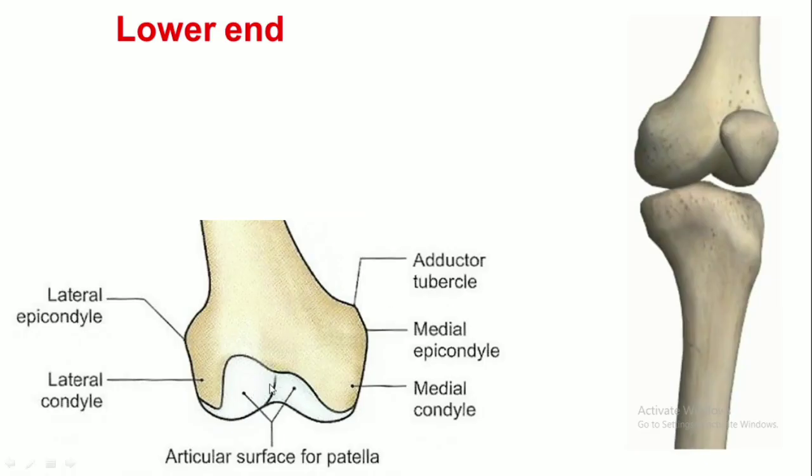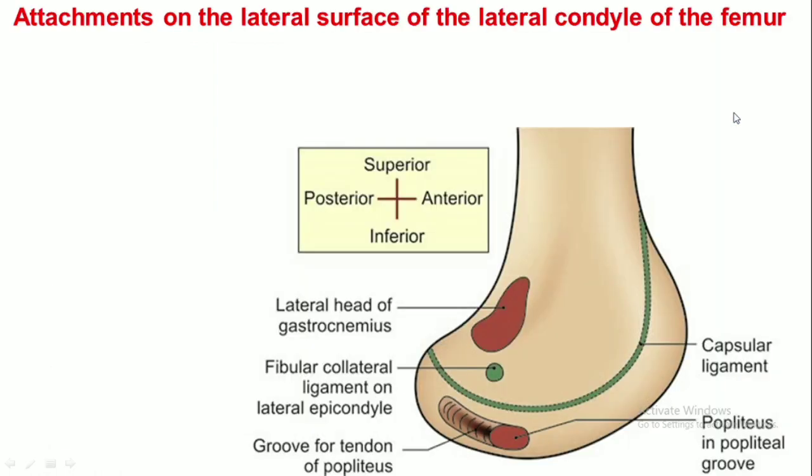Okay, here this is the articular surface for the patella. So this is the articular surface for the patella. Now this is the lateral surface of the lateral condyle. So this is the capsular ligament. Below it, over the lateral surface, there is a groove for the tendon of popliteus. So the popliteus muscle has an intracapsular origin.